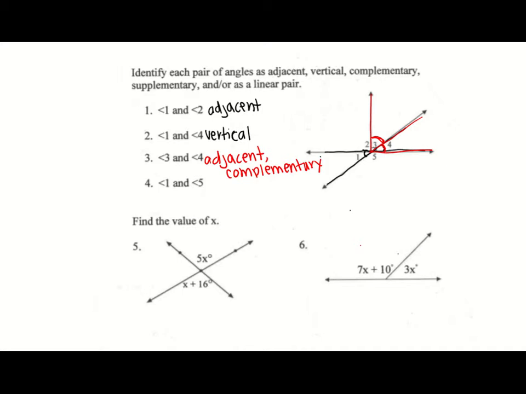Then my last question, number 4, angle 1 and 5. If I do this one in the blue pen, we have angle 1 right here, angle 5 over on this side. Those create a straight line, so they are a linear pair. They're also supplementary because if they're a linear pair, that means they add up to 180. So supplementary as well. And then if they are a linear pair, they are also adjacent to each other. So I have 3 answers for number 4.